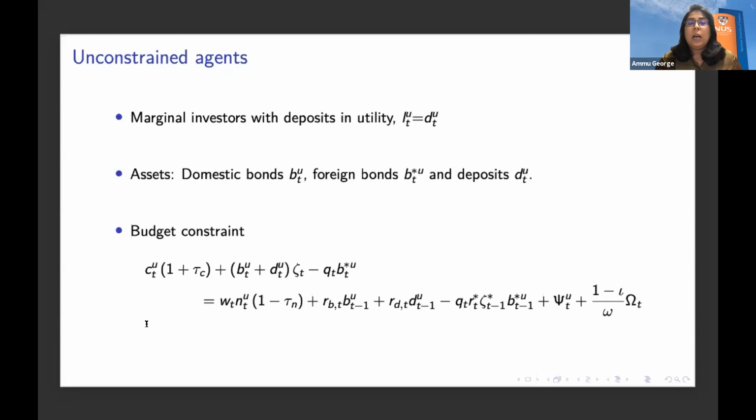The budget constraint of the unconstrained agents is given here. They hold both domestic bonds and deposits, and they receive returns on all these assets. They provide labor services for which they receive income after income tax. They also receive a portion of lump sum income, and the interest rate on foreign bonds is converted into domestic currency using the real exchange rate, and they consume as well.